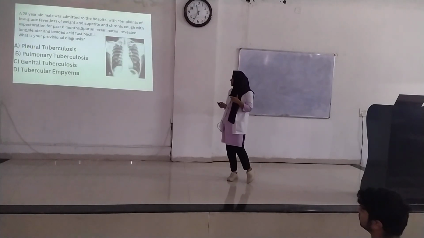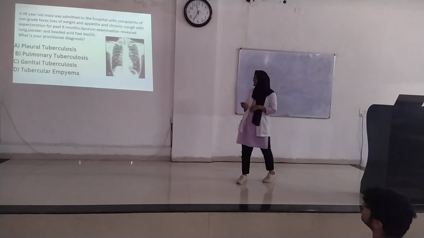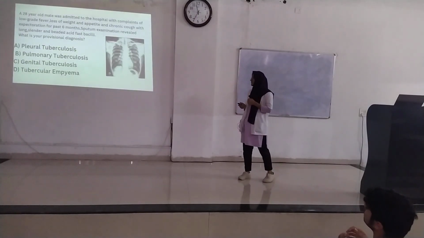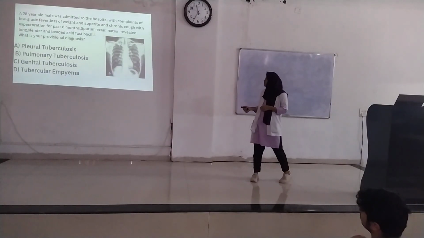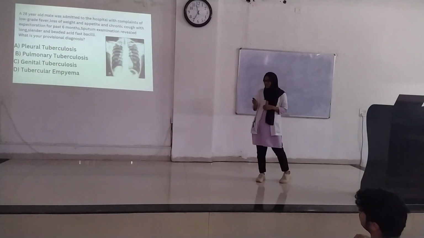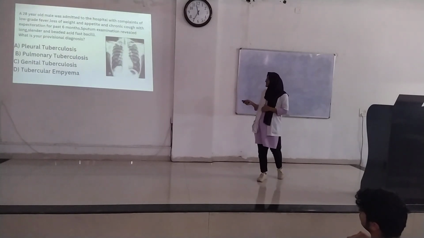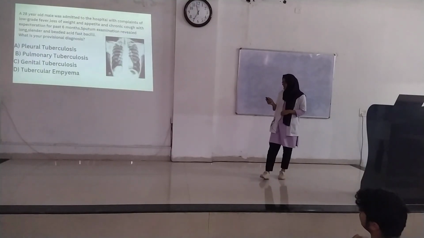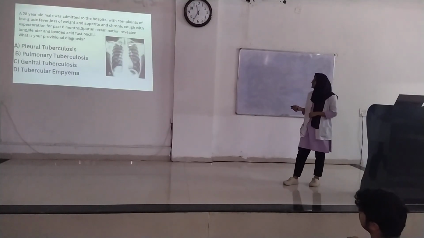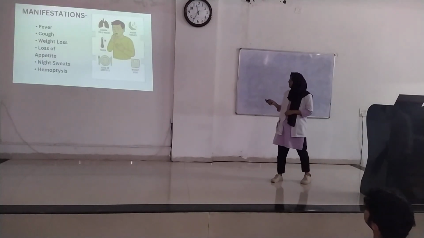Low-grade fever, loss of weight, appetite, as well as chronic cough with expectoration for the past weeks. Examination revealed long, slender, acid-fast bacilli. The X-ray image has been shown. So, would anyone from the audience like to volunteer for the answer? The first option is pleural tuberculosis, second pulmonary tuberculosis, third genital tuberculosis, and the last, tubercular empyema. This is the X-ray which is showing fibrosis of the lungs. Anyone? Yes, very good. That is pulmonary tuberculosis.